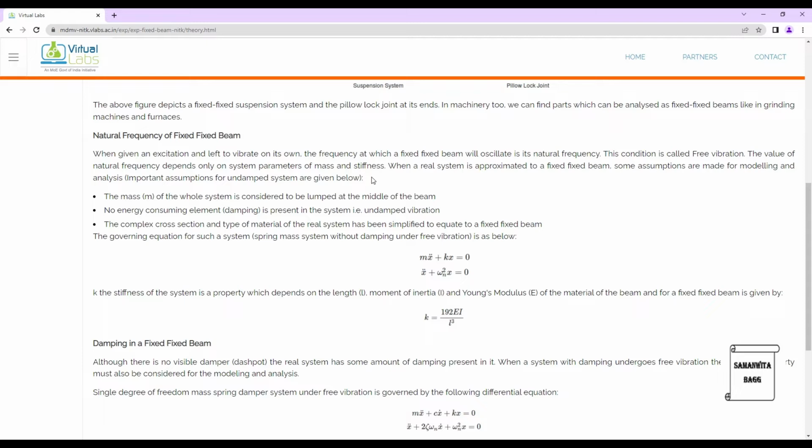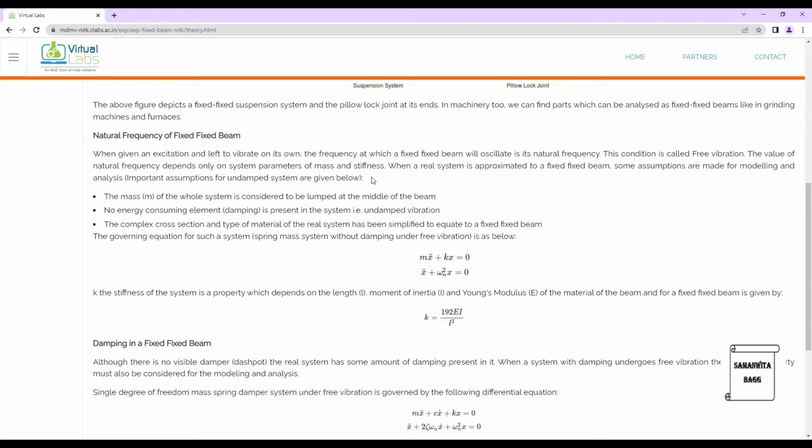When a real system is approximated to a fixed beam, some assumptions are made for modeling and analysis. The first one is the mass m of the whole system is considered to be lumped at the middle of the beam. No energy consuming element, damping, is present in the system, that is, the system is undamped. The complex cross-section and type of material of the real system has been simplified to equate to a fixed beam. So we are going to assume a few cross-sections like I section, L section, a square cross-section or a circular cross-section.